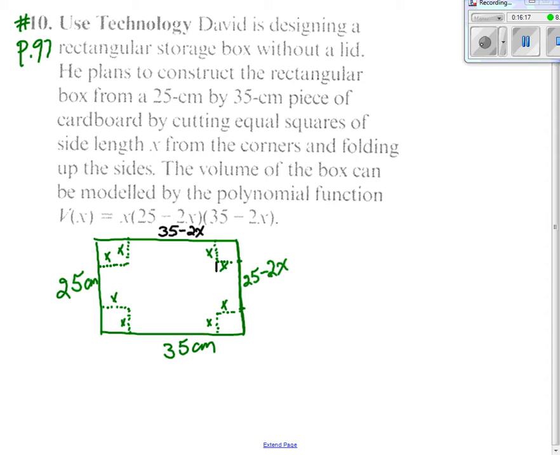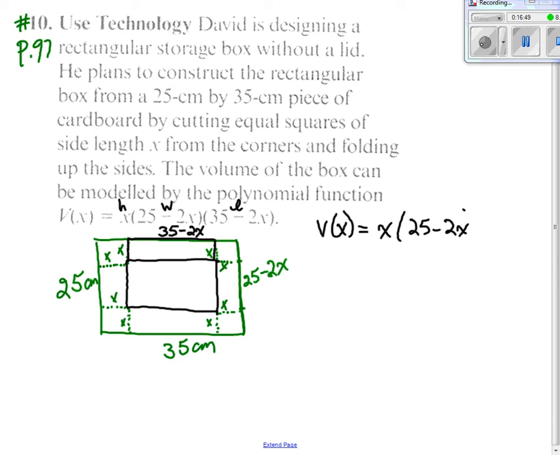And then he will fold right along these lines. 25 minus 2x, 35 minus 2x will be the base of his box, and he will fold these sides up in the air. We'll have a height of x. So here is your height. Here is your new width. Here is your new length. And that's why the volume, I'm going to write it a little bit clearer, V of x equals the height times the width times the length.